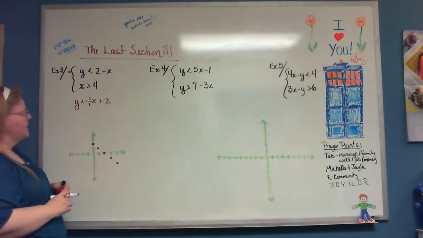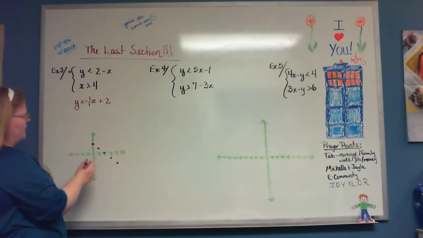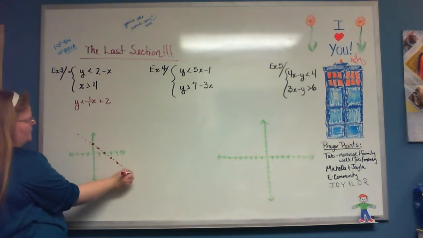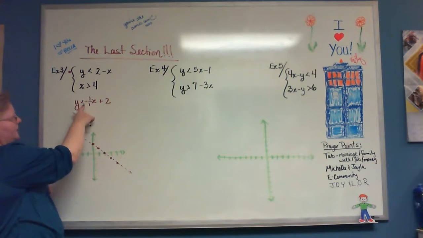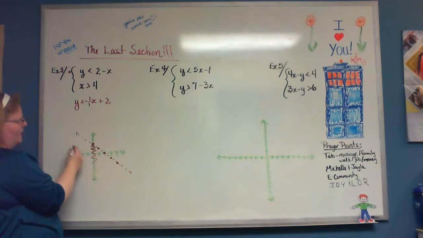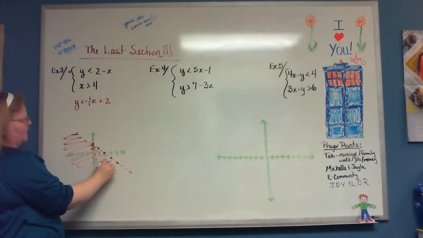So now I've got my dots in. Do I need a solid line or a dashed line? No equal to signs, that means it's going to be a dashed line. So I dash me a line in, put my little arrows, because you can't forget those. Then, do I shade up or do I shade down? It says y is less than, so that means I shade down. So all the stuff below on my y-axis tells me that it's going to be all the stuff below this line.